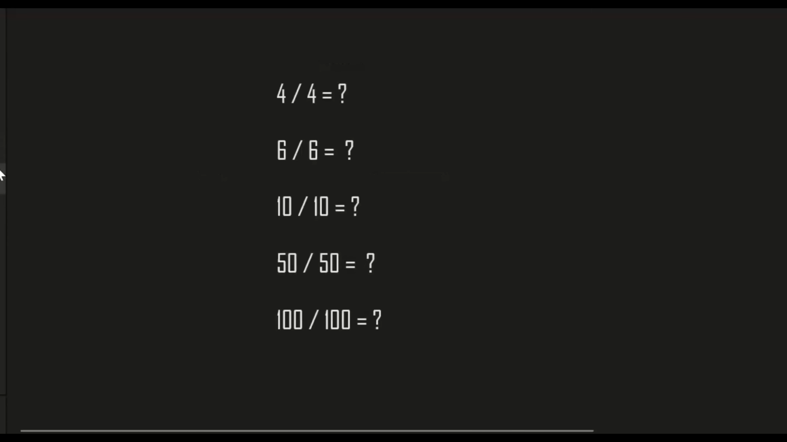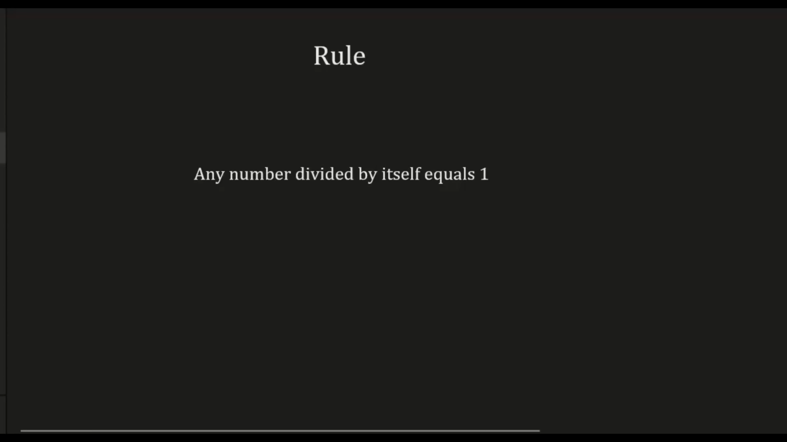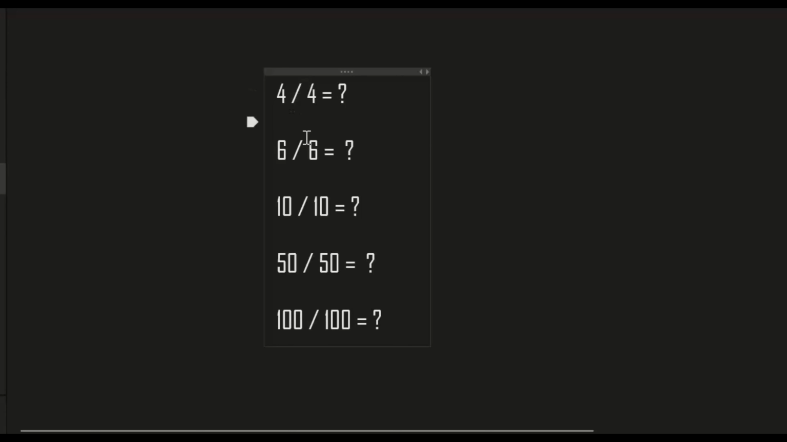Now, take a look at these problems. Try them out, pause this video. Assuming that you gave them a go, I'm going to show you how to do them. Take a look at the rule again. Any number divided by itself equals 1. Now, all these numbers are divided by itself. That means all the answers are 1.